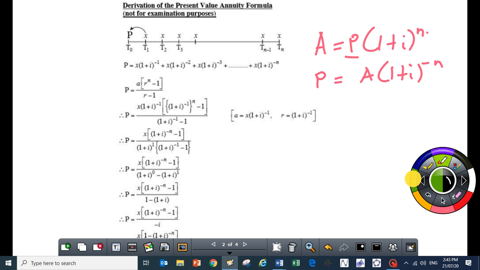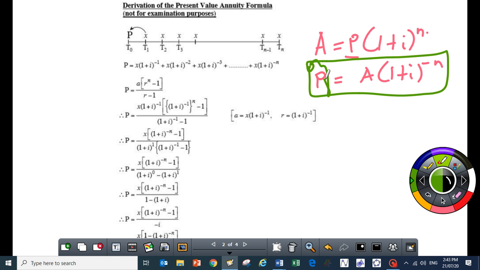So we use this second formula because in present value annuities, a specific amount of money has to be borrowed. Okay, and that amount is P. And then it has to be paid off together with the interest over a period of time. So here, the amount is borrowed at T0.